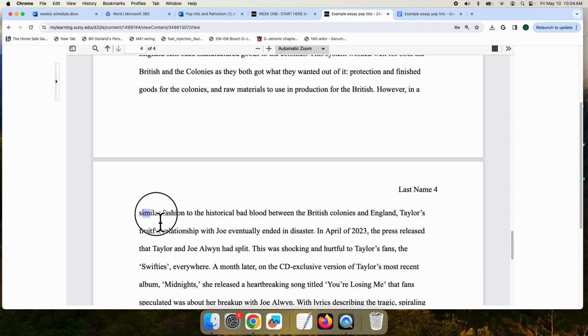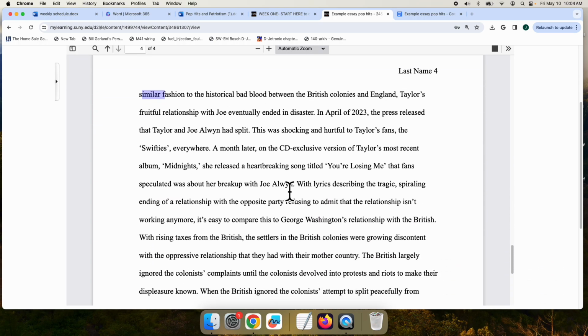So notice the transition, similar fashion. So we're getting a reminder. This paper is about surprising similarities, comparisons. So let's get an explanation. Where is this disaster ending that they have in common?